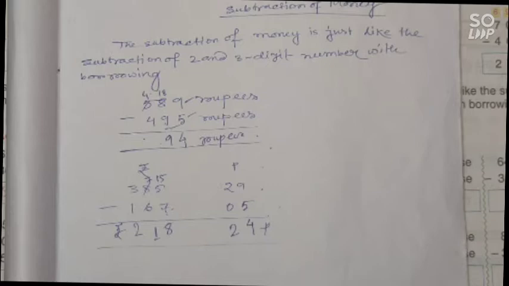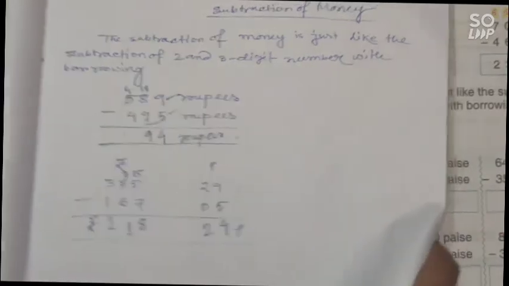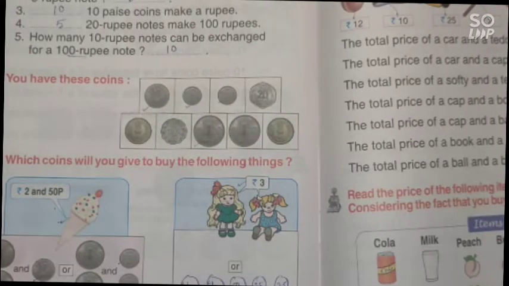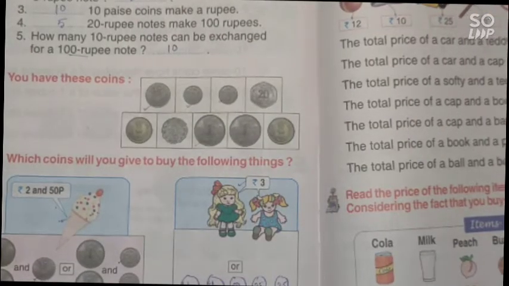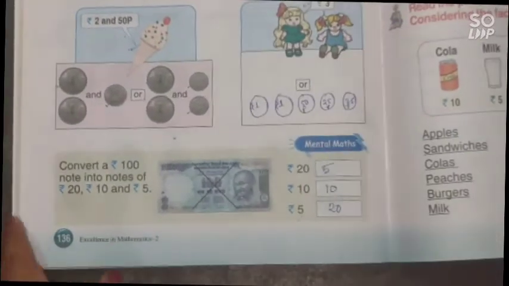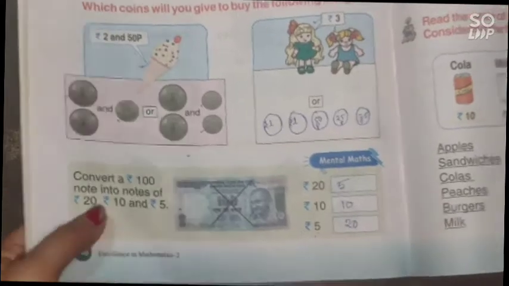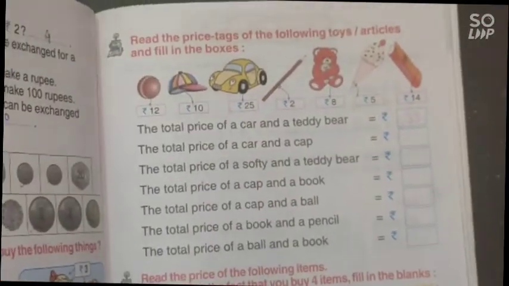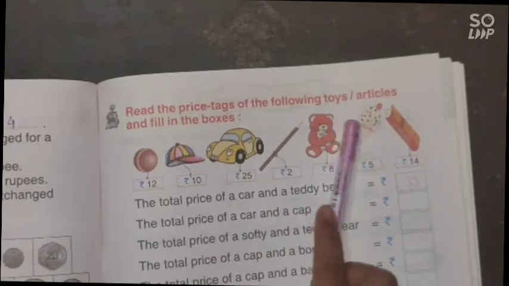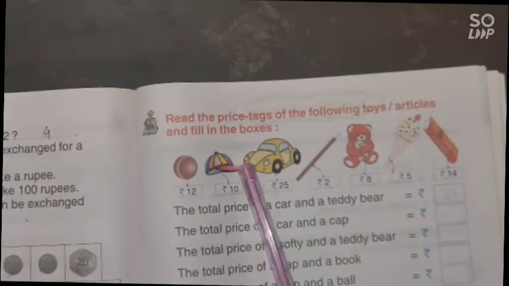So now we will complete some pages from your book. All of you open your book and open page number 137. In your previous class we have completed up to page number 136. So today we will complete page 137. First of all, read the price tags of the following toys and articles and fill in the boxes.